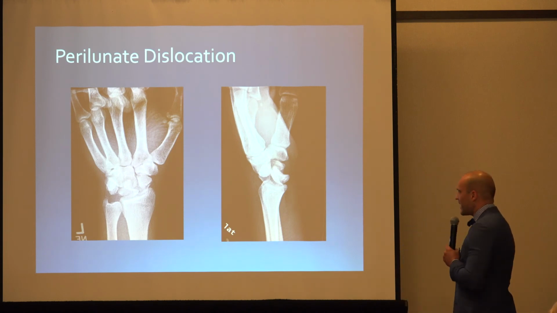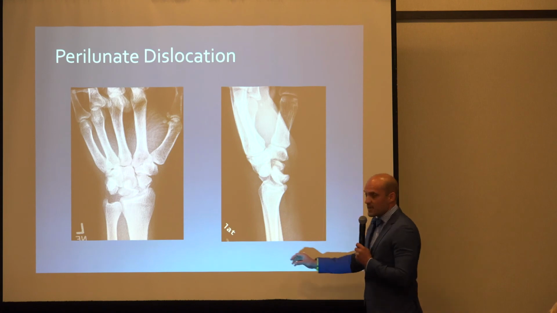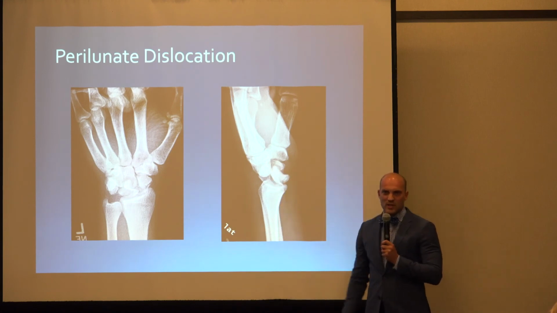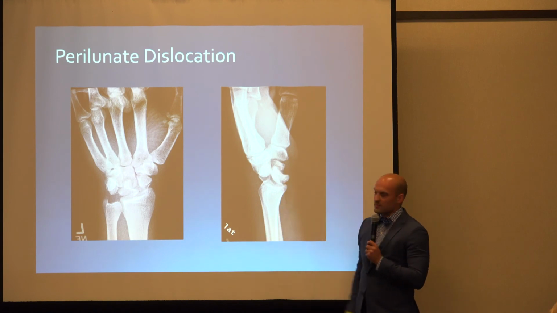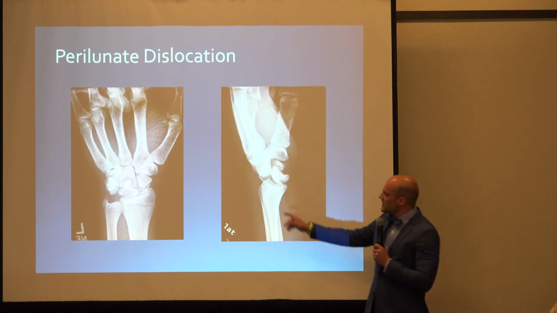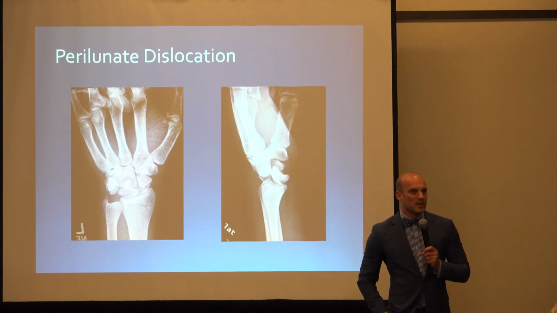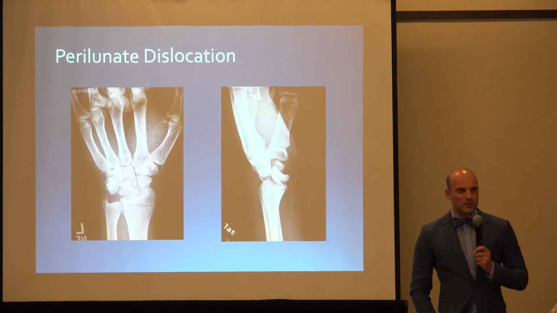What you can see on the lateral, or the side view, is this bone, called the lunate because it looks like a moon, sticking out the bottom there, okay? And this here should be in here. And that's a problem, and I'll show you why. It's called the perilunate dislocation.